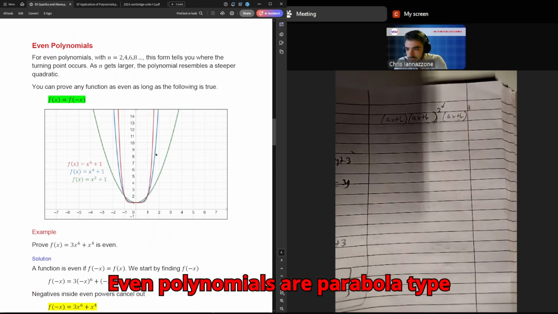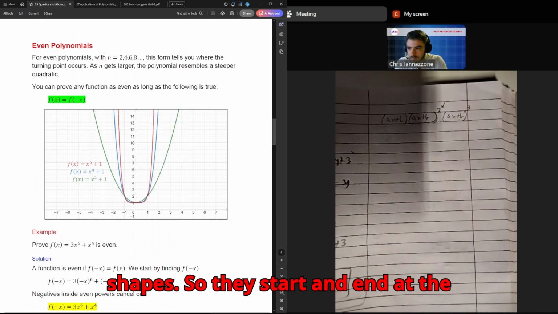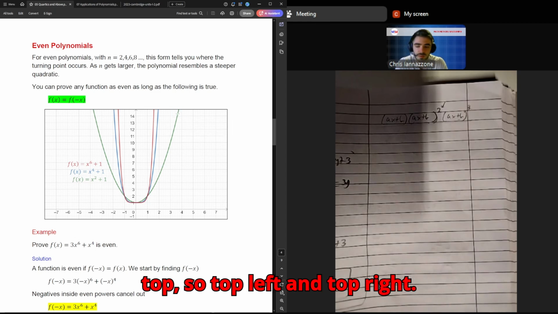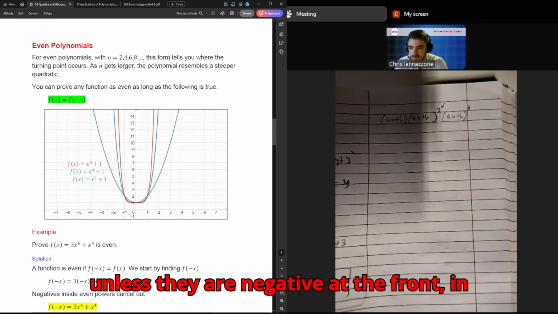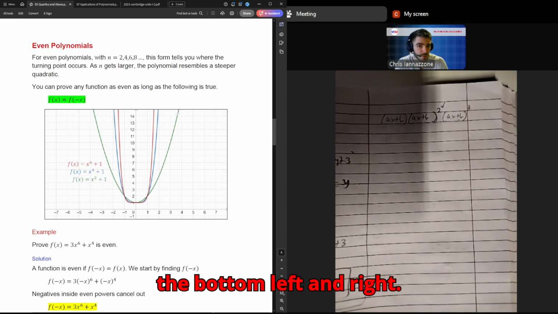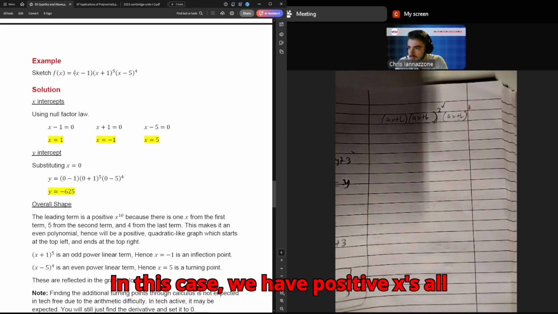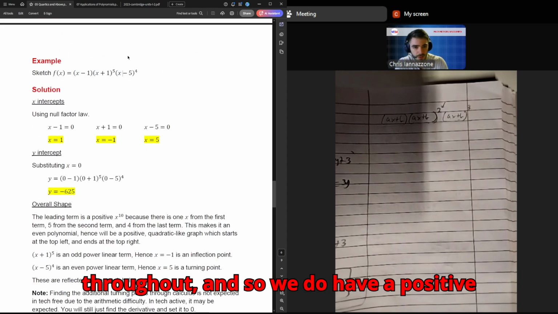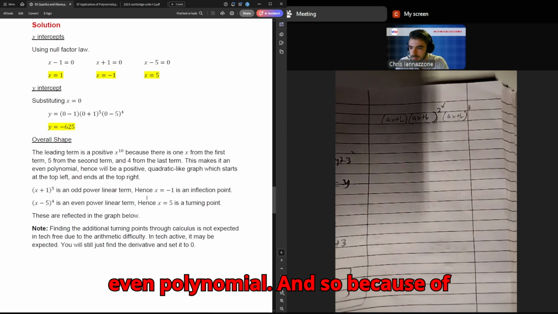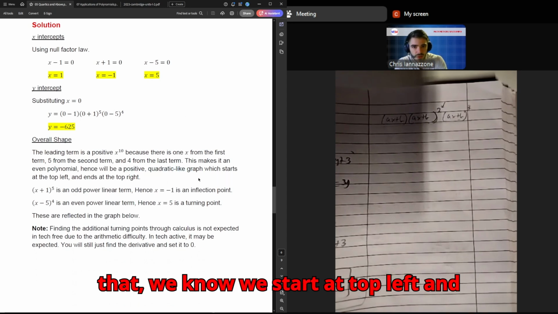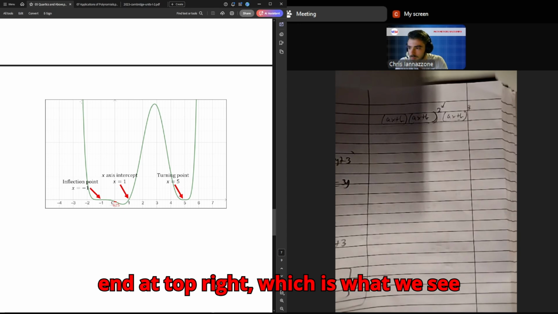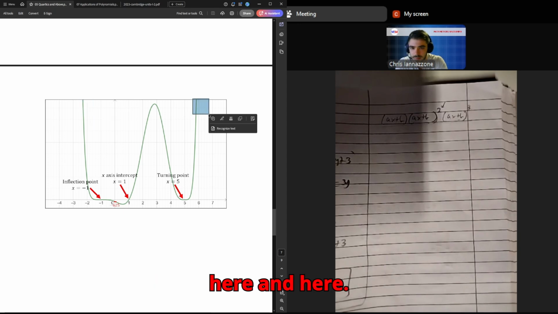Even polynomials are parabola type shapes. So they start and end at the top. So top left and top right. Unless they are negative at the front, in which case you're starting and ending at the bottom left and right. In this case, we have positive x's all throughout, and so we do have a positive even polynomial. And so because of that, we know we start at top left and end at top right, which is what we see here and here.